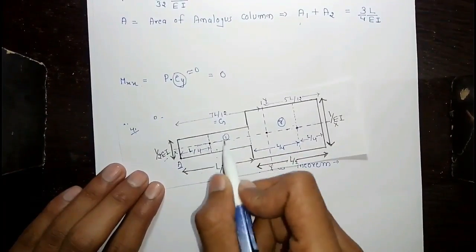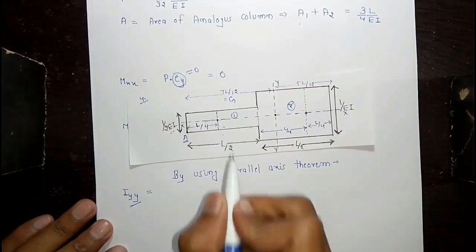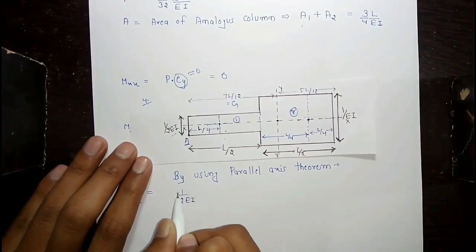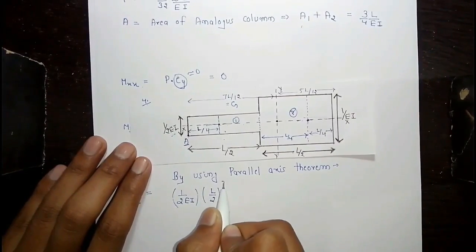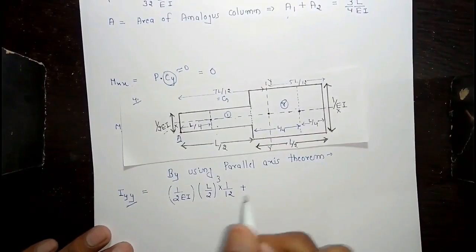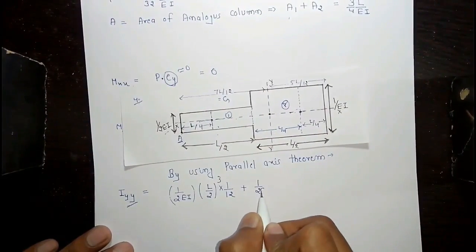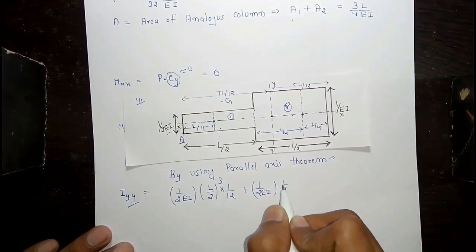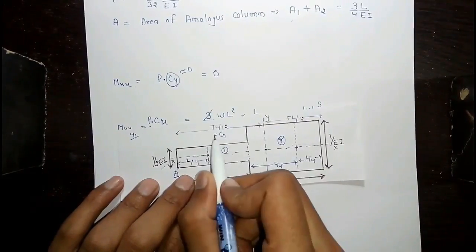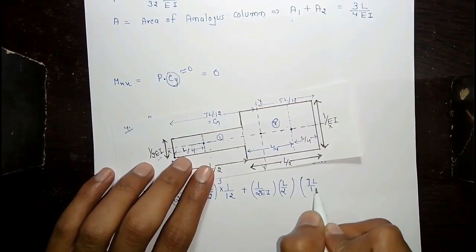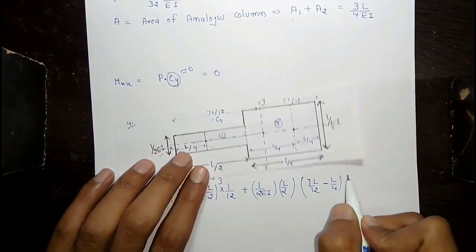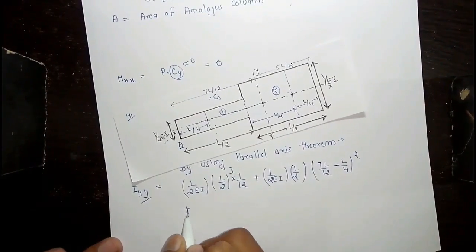this is the first rectangle, and the moment of inertia about its own axis is D = 1 by 2EI into B = L by 2 whole cube divided by 12, plus the area of that section, which is 1 by 2EI into L by 2, and the perpendicular distance from the parallel axis, which is 7L by 12 minus L by 4 whole square.